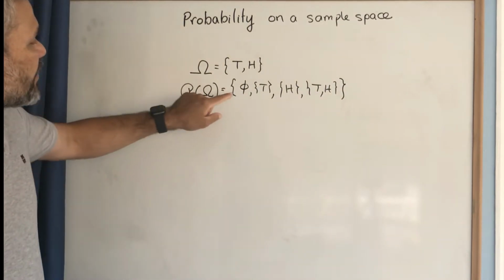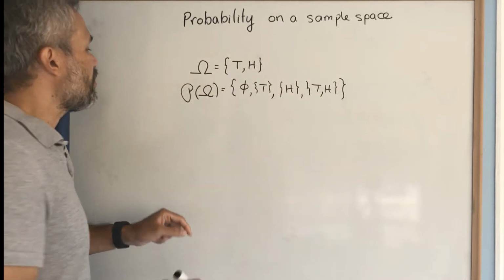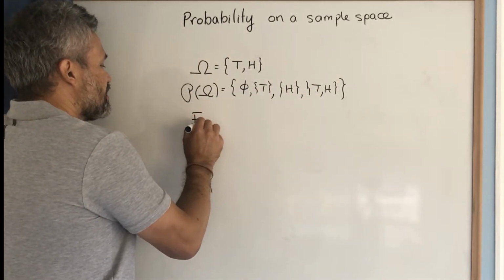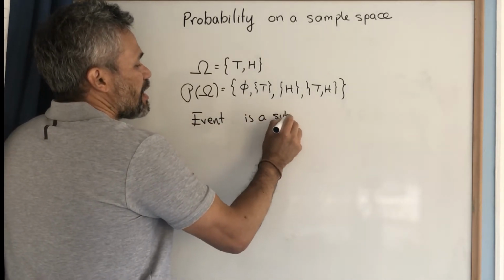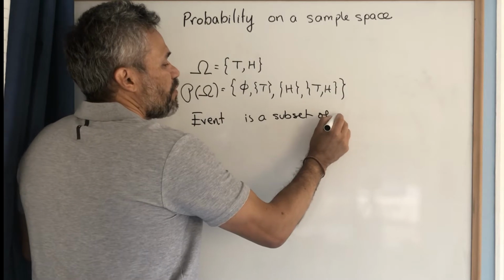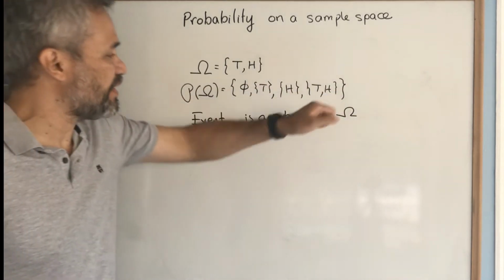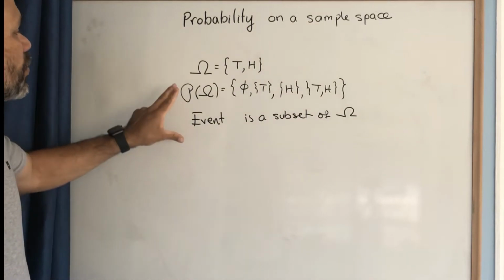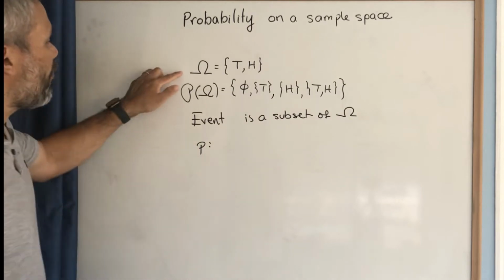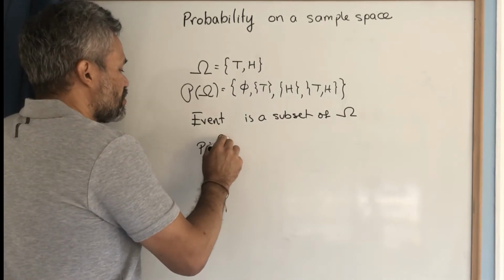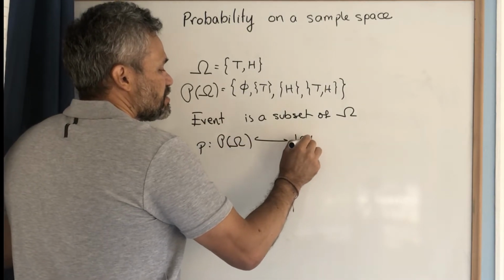Then every element in this power set of omega is going to be called an event. And essentially, an event is a subset of omega. And we can say that the power set of omega has all the events. Then we're going to define a probability on omega just as a function that goes from the power set of omega to the interval 0, 1.